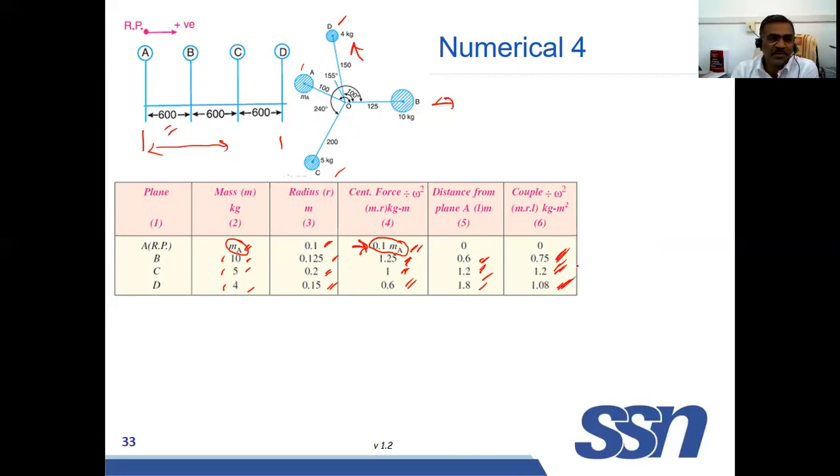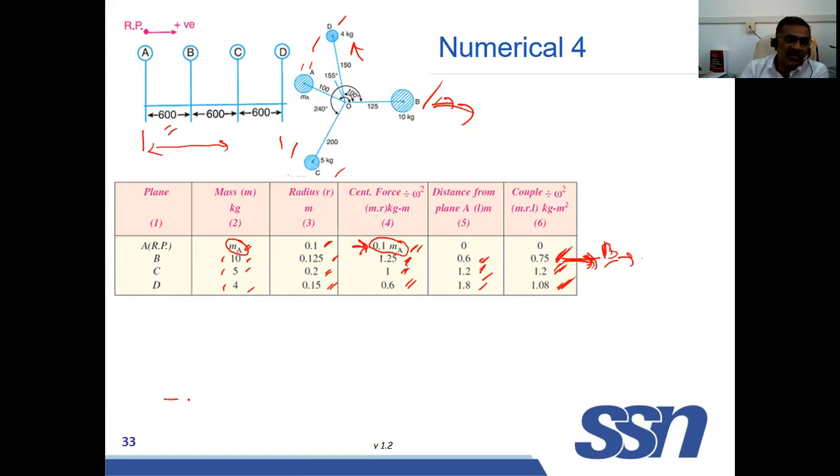So what I am going to do is assume a direction. I am assuming that B is horizontal. Simply I am assuming, then only you can find the values. I don't know the other directions, only that B is horizontal. So the magnitude is 0.75, and the direction of B is horizontal.